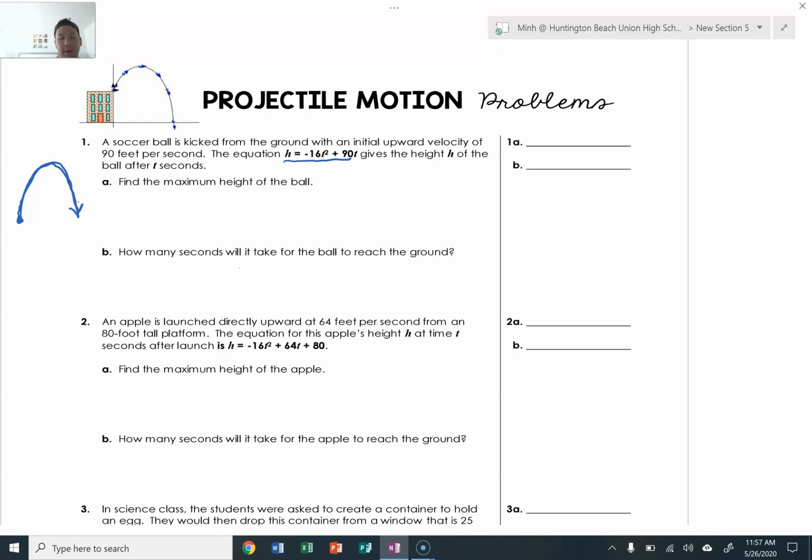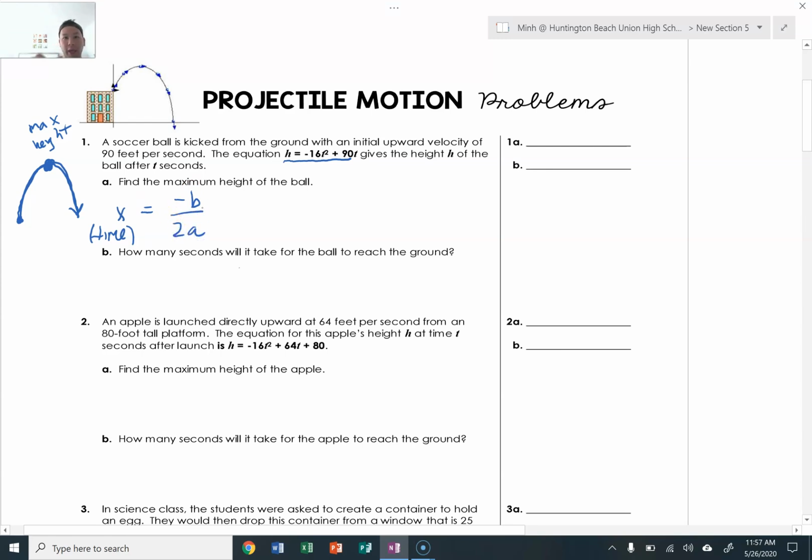First, it wants us to find the maximum height. So the first thing is we need to find the max height right here. The max height is a 2-step process, and you've done this last week, all right? First we need to find x. X in reality is the time when it reaches the maximum height, and that can be found, if you remember last week, with negative b over 2a.